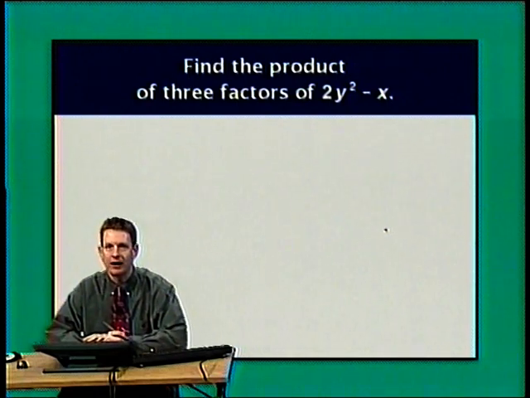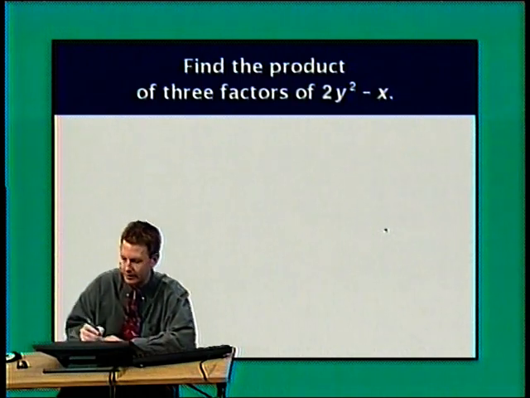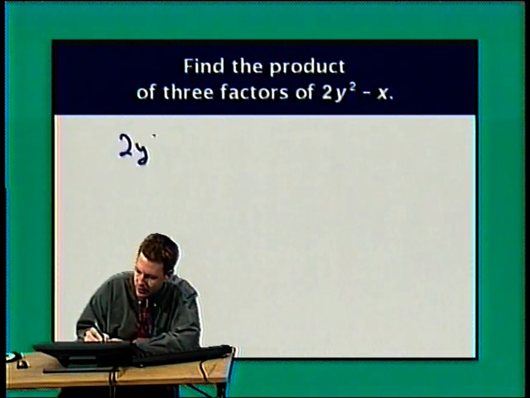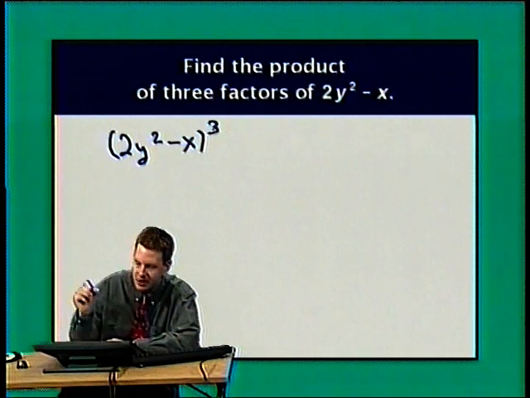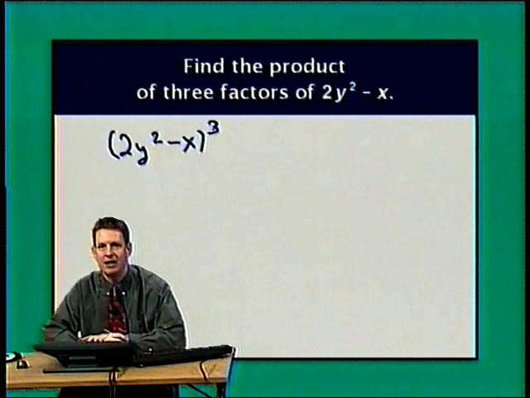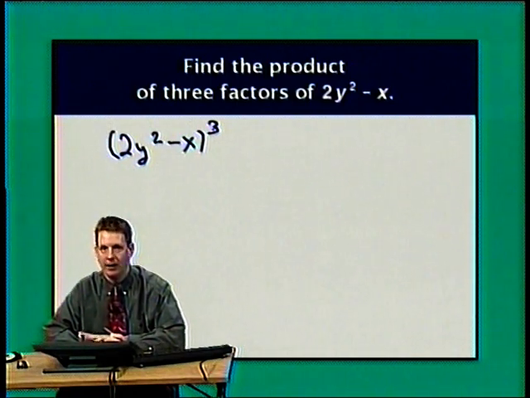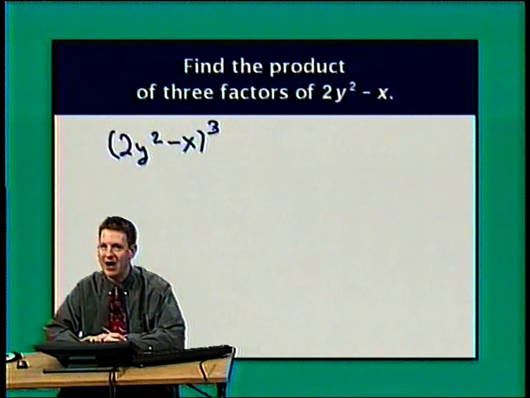Let's find the product of three factors of 2y squared minus x. So the way I can easily communicate that I'm multiplying together three factors of this expression is I can write the expression in parentheses and cube it. Now the first thing I'm noticing, and I mean this quite literally, is that I have a big old subtraction sign in the middle of my base.